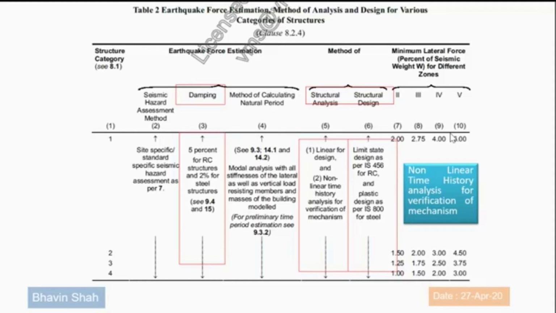Now, in the similar table, the structural analysis methods are also suggested. It is said that nonlinear time history analysis shall be carried out for verifying the collapse mechanism. And similarly, in the adjacent column, the structural design is also mentioned, and it is said that for steel structures we have to go for plastic design.